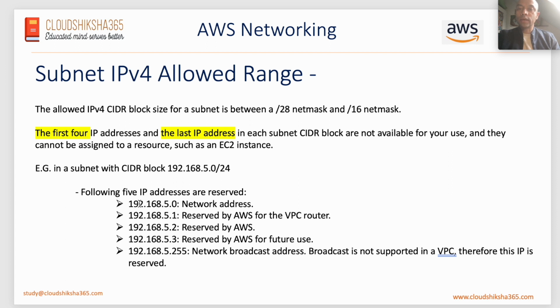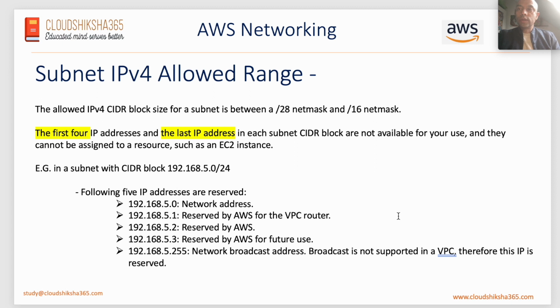The reason is that 0 is the network ID or network address, 1 is reserved by AWS for the VPC router, 2 is again reserved by AWS, and 3 is also reserved by AWS for future use, and the last one is the broadcast address. Just keep this knowledge with you that broadcast is not supported in a VPC, however this is still reserved. These are the important facts that you should know before you start setting up the VPC.